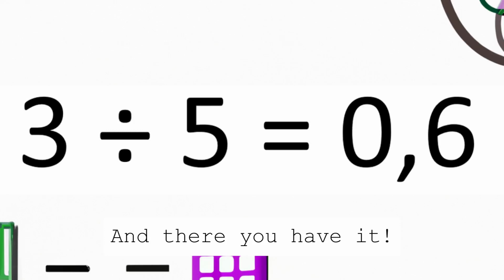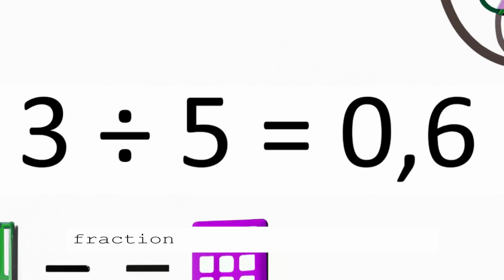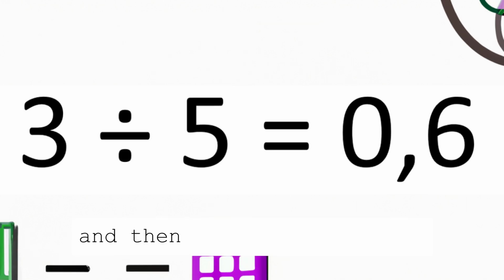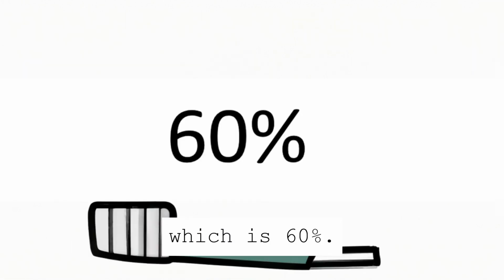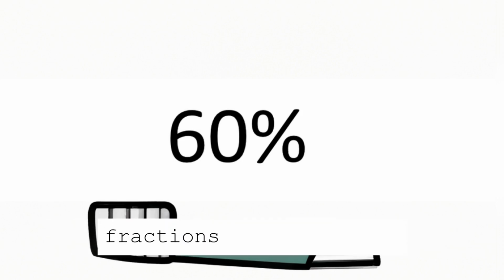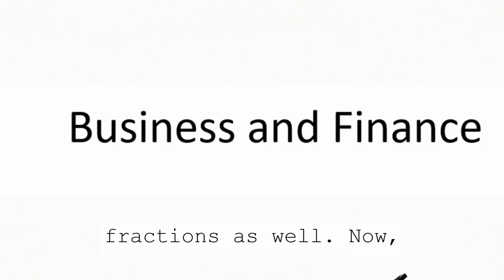And there you have it. We've successfully converted the fraction 3/5 into a decimal, which is 0.6, and then into a percentage, which is 60%. This process is straightforward and can be applied to other fractions as well. Now, let's explore practical applications.